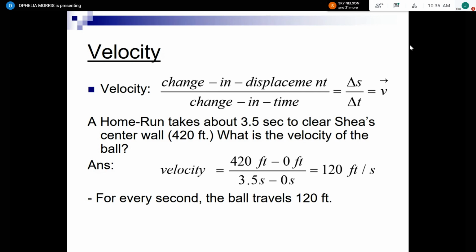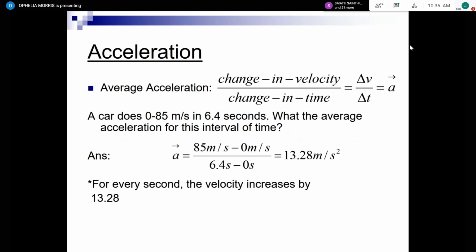Questions, anybody? Everybody's good? Yeah, we're good. So now we're going to go into acceleration. I'm going to leave this up there for a couple of minutes while you guys are copying it down. I think we have maybe 2 or 3 more slides and then we're done.